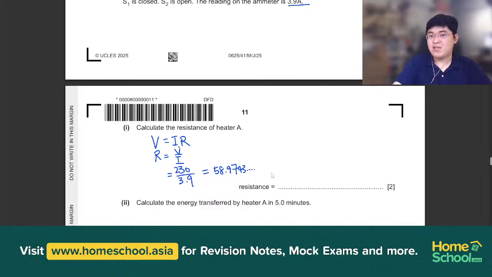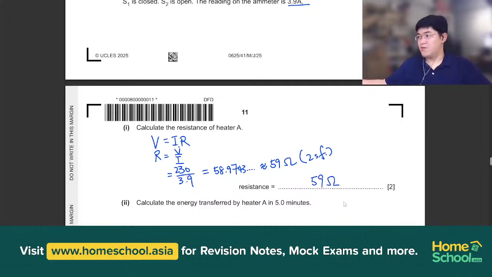58.9743, and so on. Of course, let's turn this into two significant figures. Let's take a look at the third figure. 9 is greater than 5, so we want to round up, which means 8 becomes 9, and thus we should get 59. It should be 59 ohms. Remember, the unit for resistance is ohms. Let's write it to two significant figures, and just like that, we should get your 2 marks.